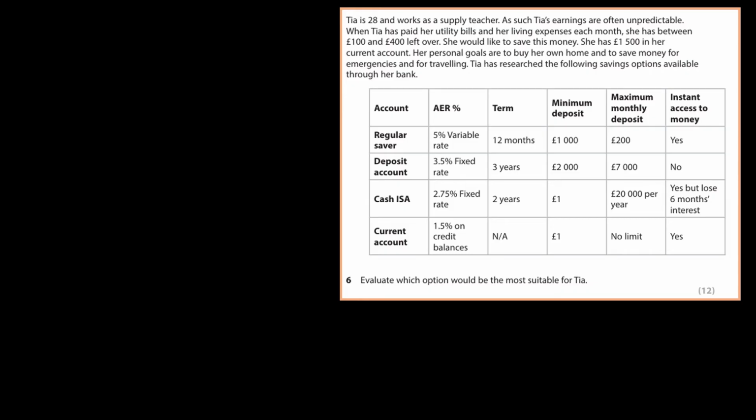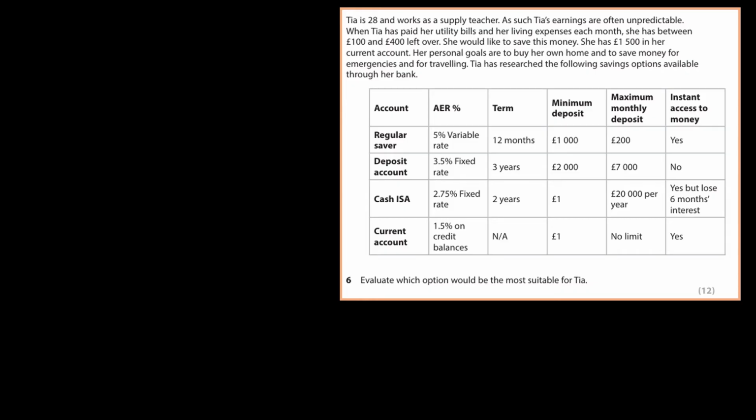She has £1,500 in her current account. Her personal goals are to buy her own home and to save money for emergencies and for travelling. Tia has researched the following savings options available through her bank. So this drops into that kind of these different types of savings type of question.